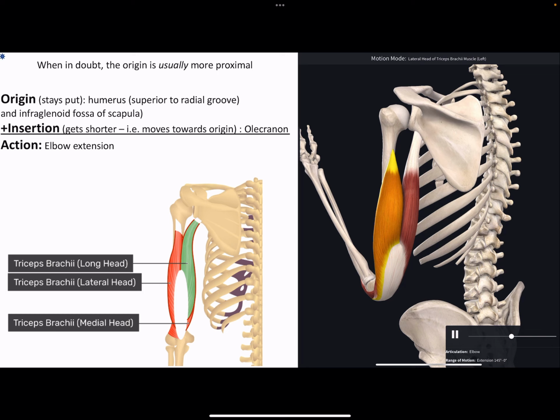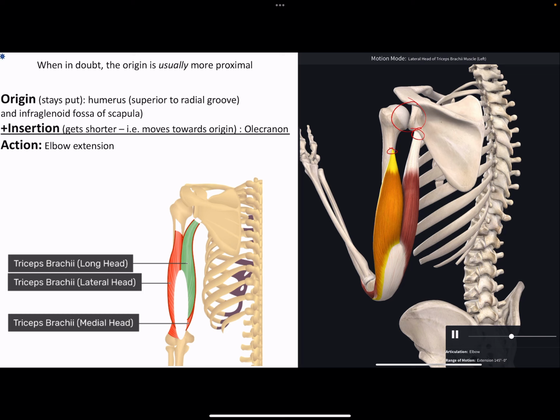So the two major ones for the long head were attaching to the infraglenoid fossa. So the glenohumeral capsule is really just where these things attach. So infra, below, glenoid, below the glenoid point, and then fossa is like a depression of the scapula. So the name kind of makes sense.